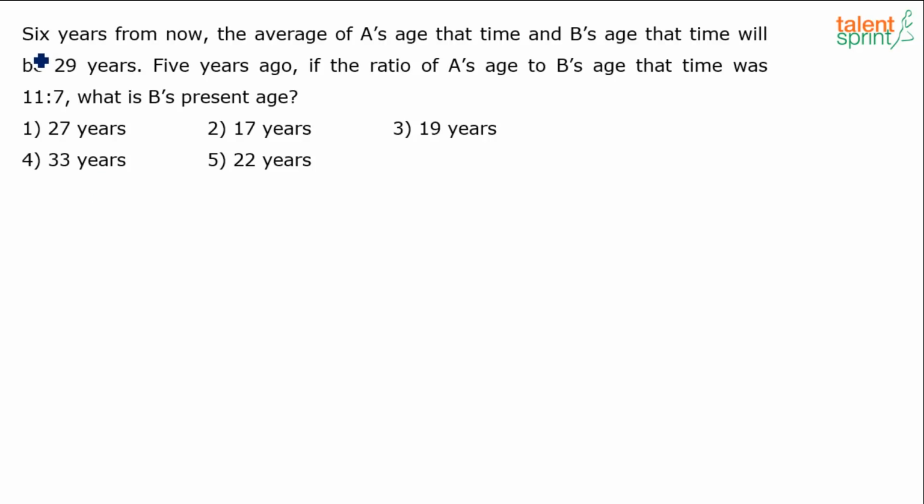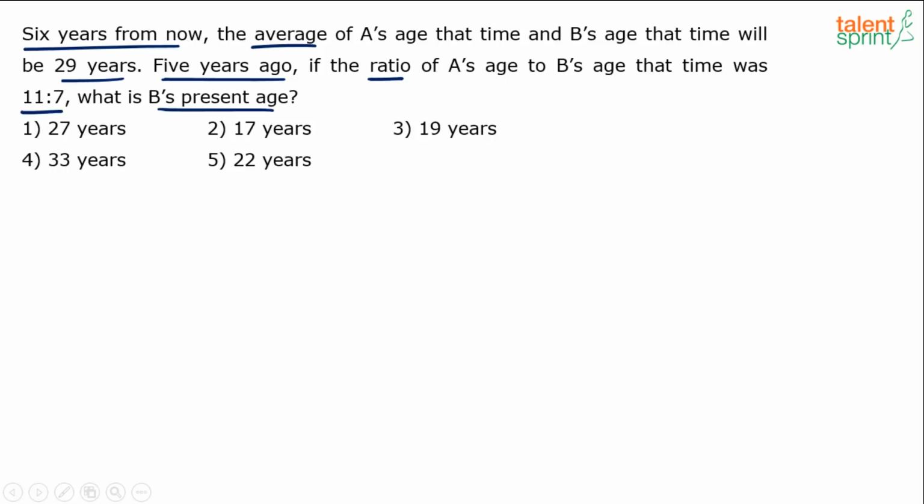So here we go. 6 years from now, meaning after 6 years, the average of A's age that time and B's age that time. That time here refers to 6 years from now. So after 6 years, the average of A's age and B's age will be 29 years. 5 years ago, the ratio of A's age to B's age was 11:7. What is B's present age?